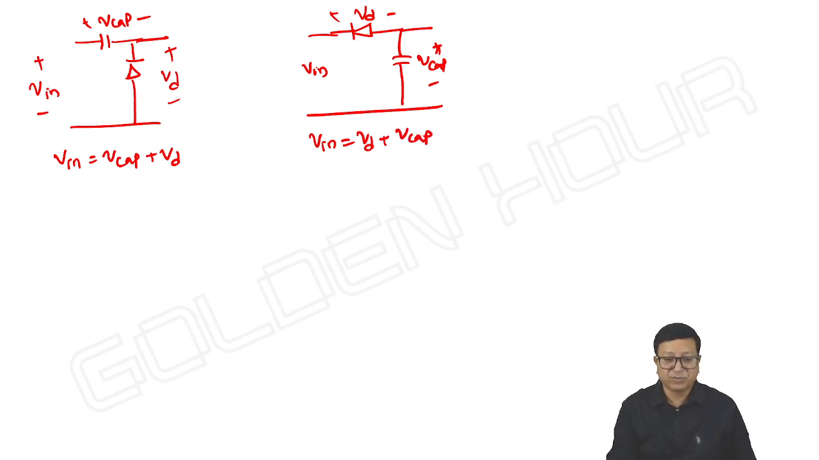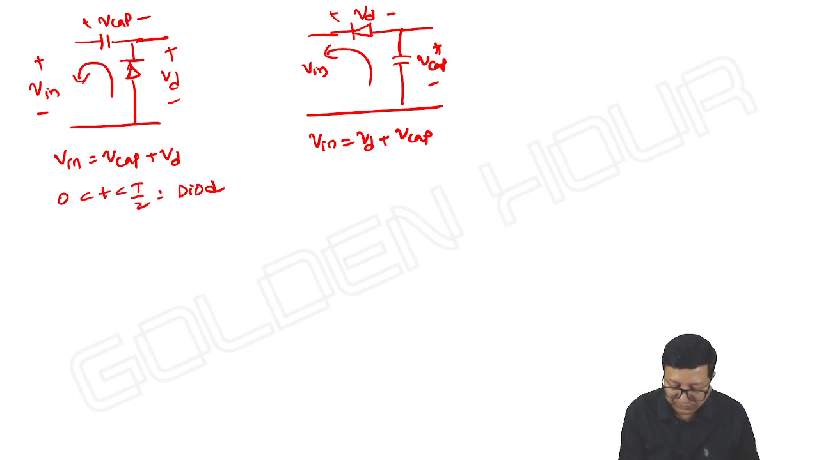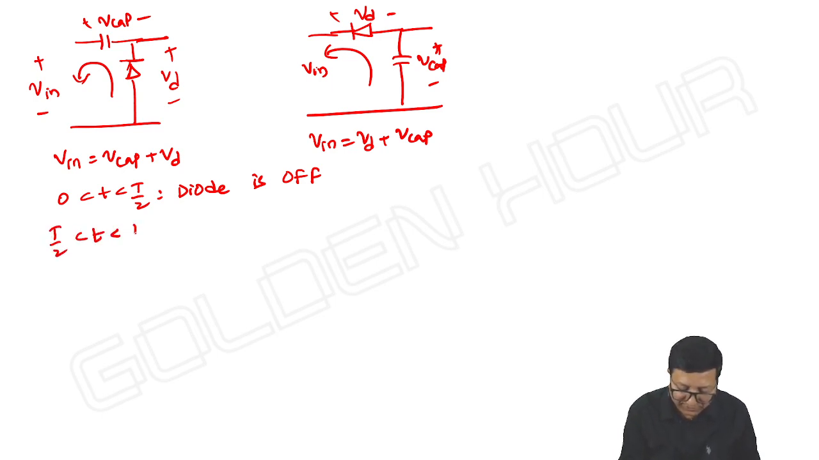We know during the first half cycle, whether you take this circuit or this circuit, as long as input is positive, diode does not conduct. Here, if the diode is on, the current will flow in anti-clockwise direction. So, anyway, over the interval 0 to T by 2, diode is off. Right. And over the first negative quarter cycle, that is from T by 2 less than t less than 3T by 2, diode is on. Both the circuits I am speaking.